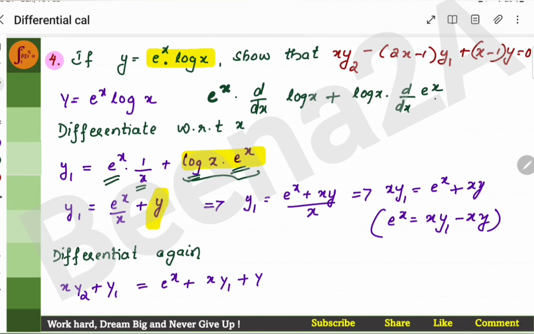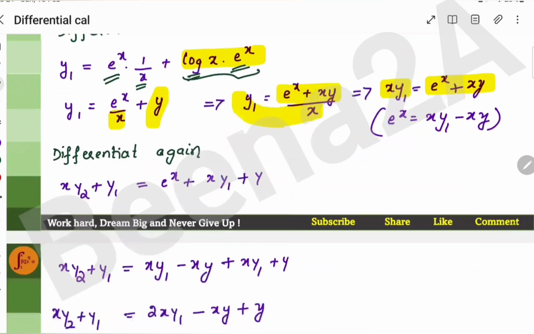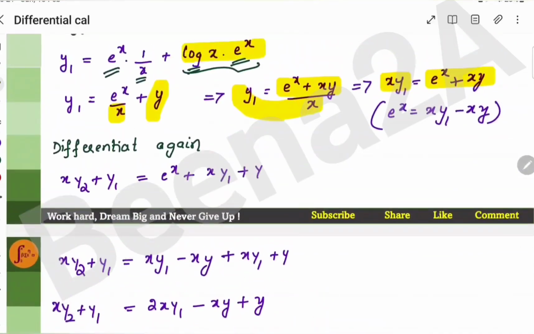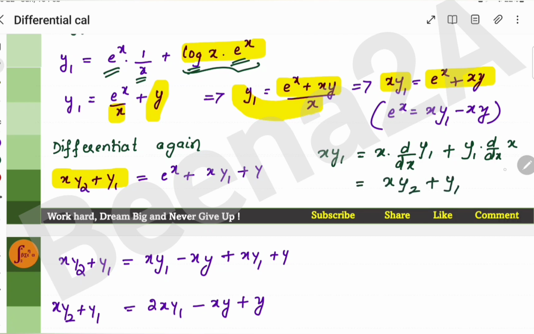You substitute y here, then take the LCM, right? And then take x to this side. So you'll get xy1 is equal to this expression. Nothing should be in the denominator when you take the second order derivative. Shift it to the other side. So you differentiate again, right? So again here you'll use product rule. So you have xy1. Product rule means x into derivative of y1 plus y1 into derivative of x. So this will be x, derivative of y1 is y2, y1 into derivative of x is 1. So you'll get this particular expression here.